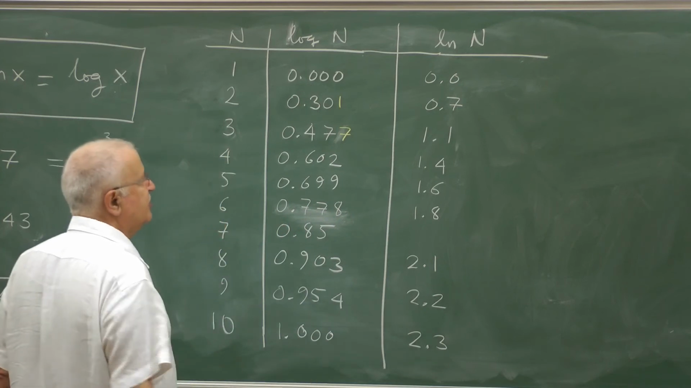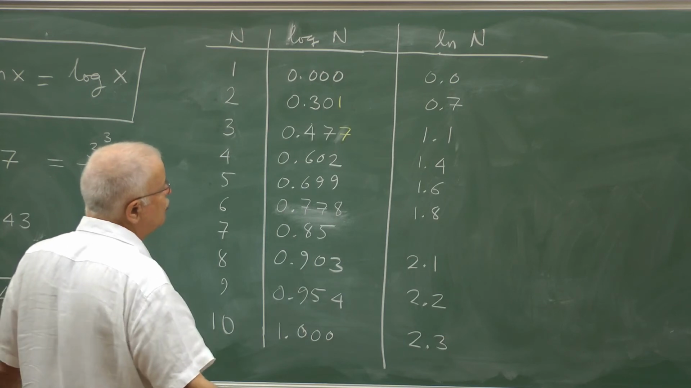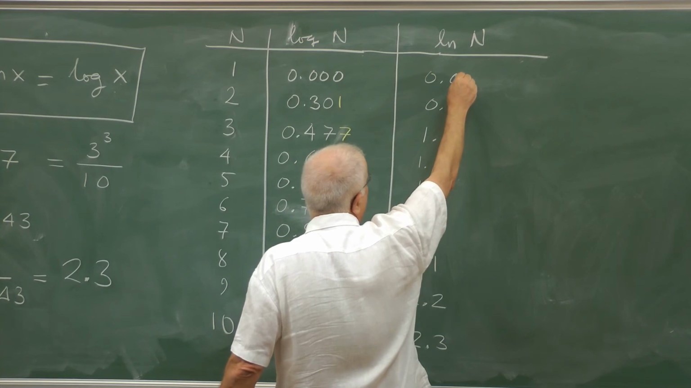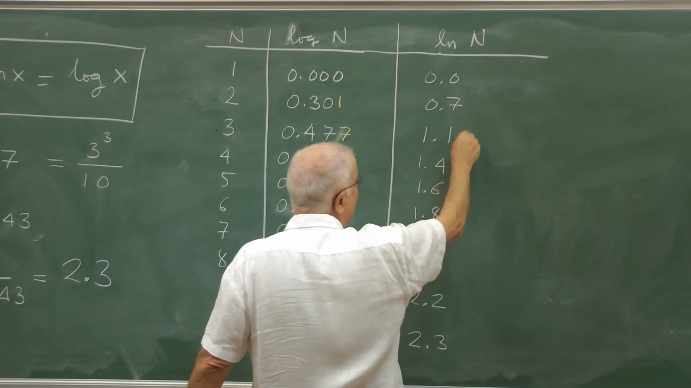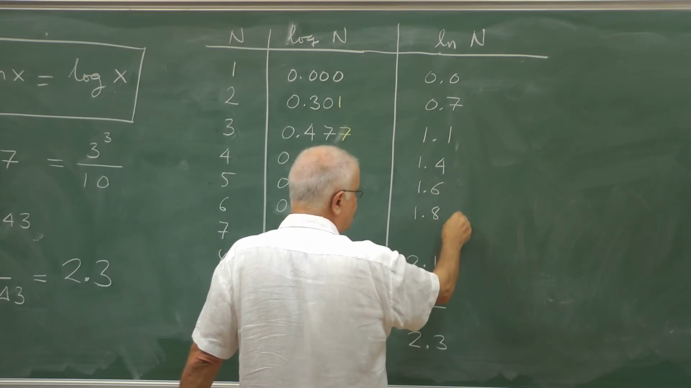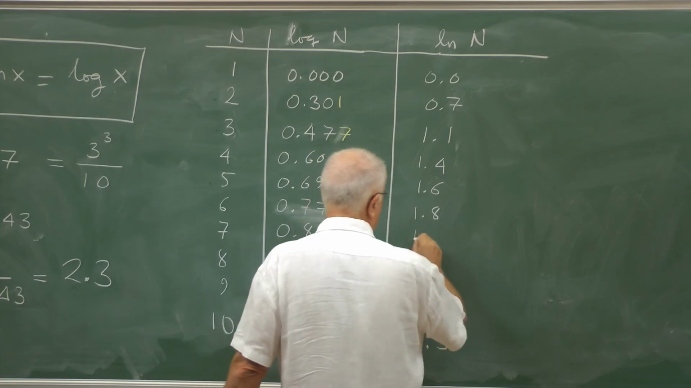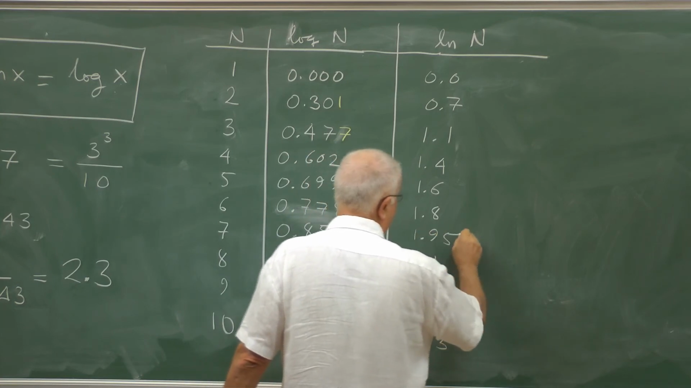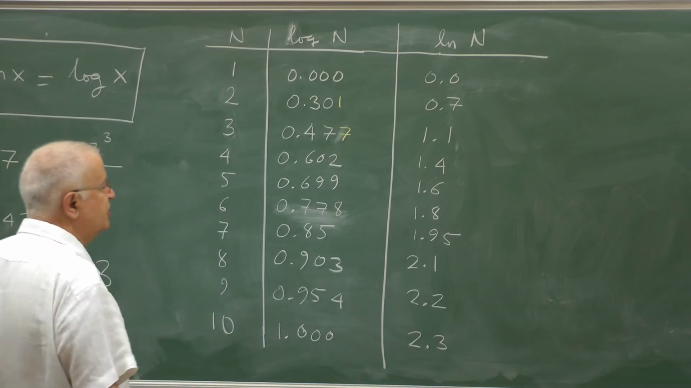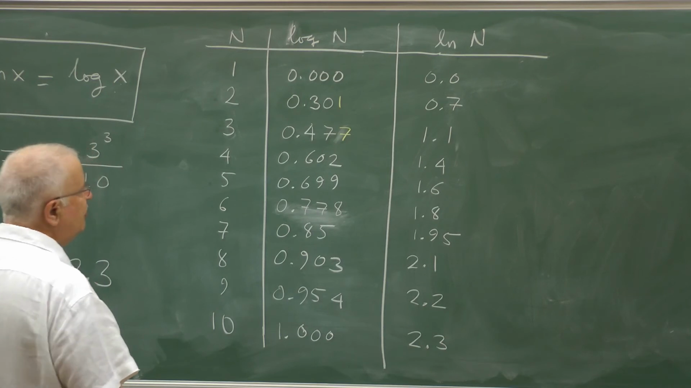7 again is missing. We can do a direct multiplication, or we can do an interpolation. You see, at first I have a big jump, a 0.7 jump, then 0.4, then 0.3, 0.2, 0.2, but in this region 0.1. So by interpolation, the average between these, 1.95 for the natural logarithm of 7 makes sense.